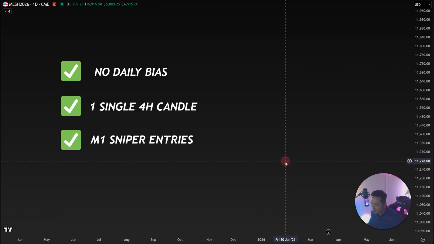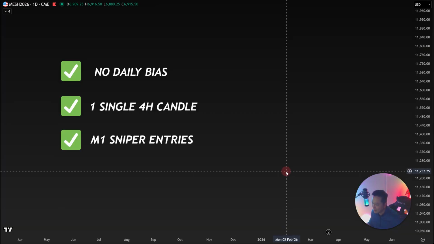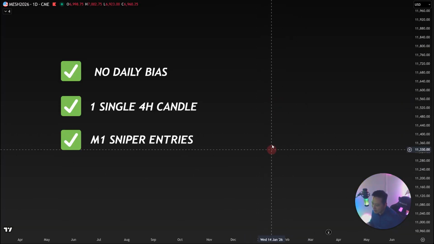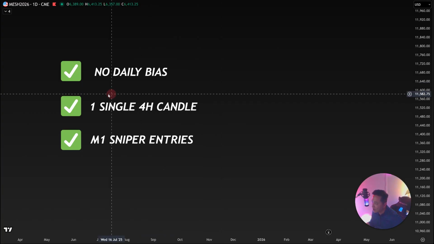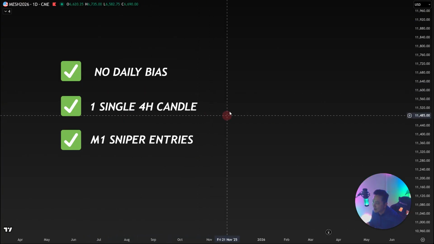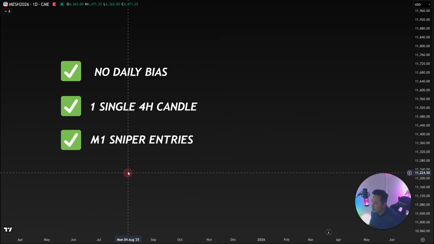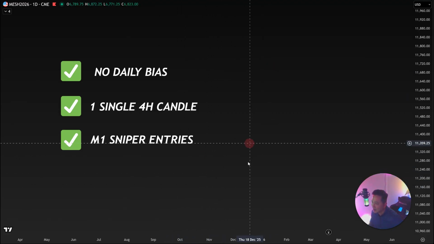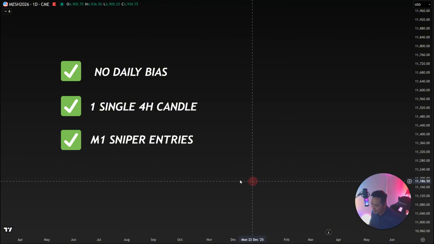So if you guys have been following along with my videos, I've been showing you how to use CRT on the daily candles to find your bias, and then using that bias to drill down to a lower time frame to find your entry model. Well, this is similar, but this requires no daily bias. All we're going to use is a single 4-hour candle, happening at a specific time of day, and then we can drill down into the M1 to find sniper entries. You can catch basically the entire expansion of the 4-hour candle move if you time it correctly. And like I said, absolutely rinse prop firms with this.